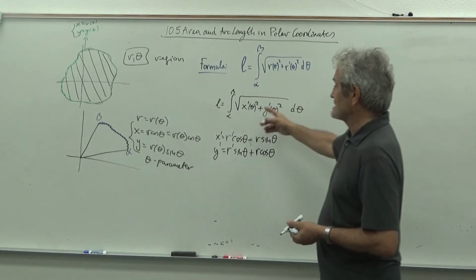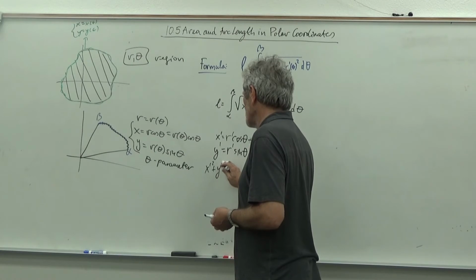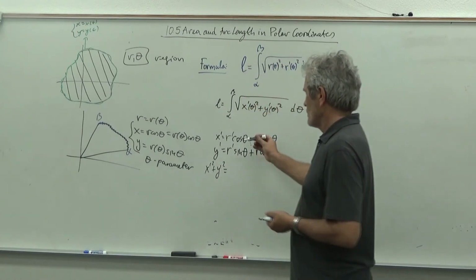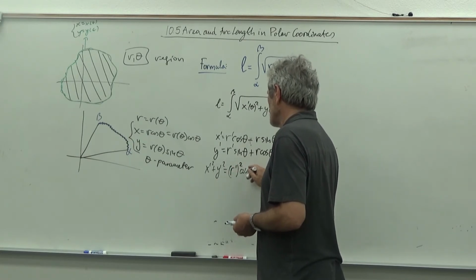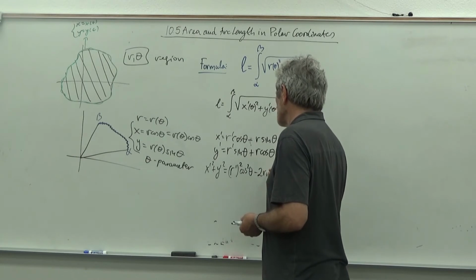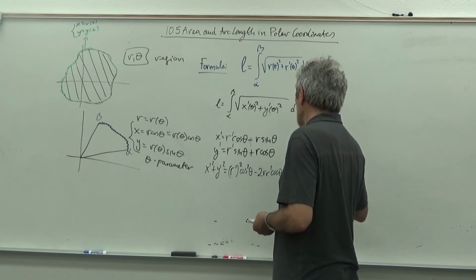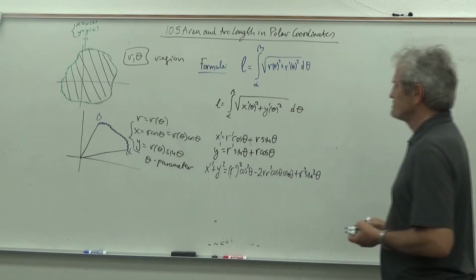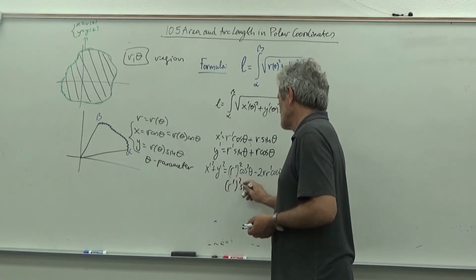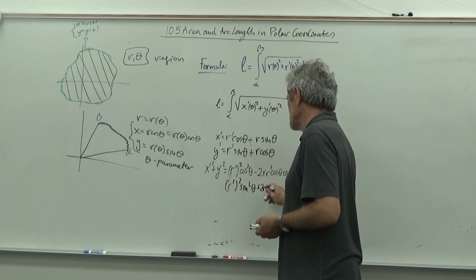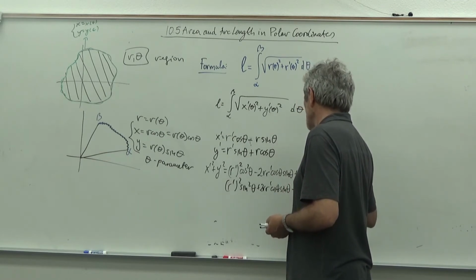And then what do I do here? I square and then add them up, so here's what happens. x prime squared plus y prime squared equals, when you square the first one, you get the following: r prime squared cosine squared theta minus 2r prime r cosine theta sine theta plus r squared sine squared theta. Then the other one gives you r prime squared sine squared theta plus 2r prime r cosine theta sine theta plus r squared cosine squared theta.